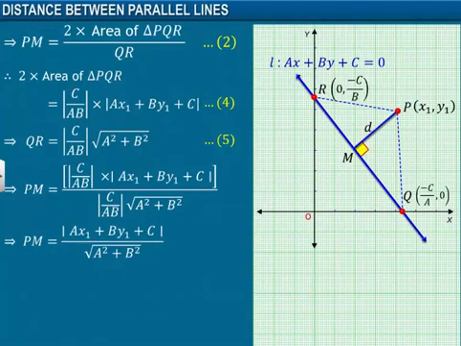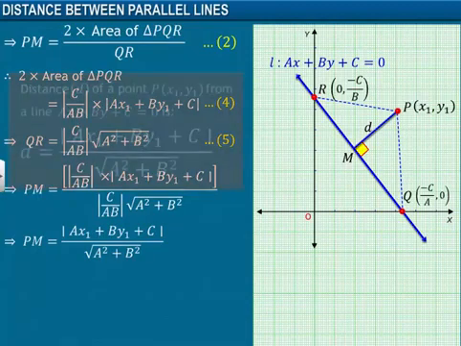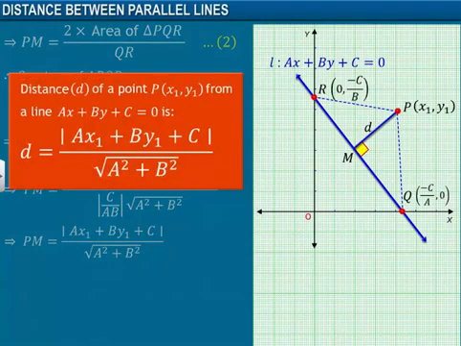Recall that PM is equal to the distance D from point P to line L. Thus, the distance D of a point (x1, y1) from a line Ax + By + C = 0 is given by modulus of Ax1 + By1 + C divided by under root A square plus B square.